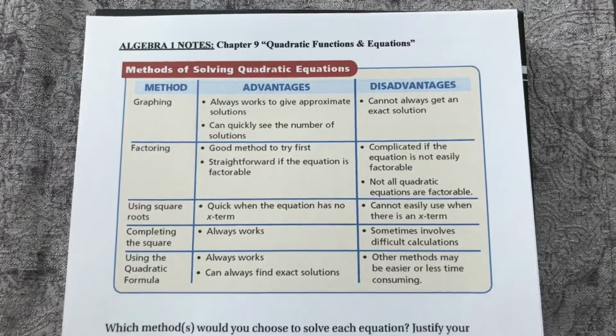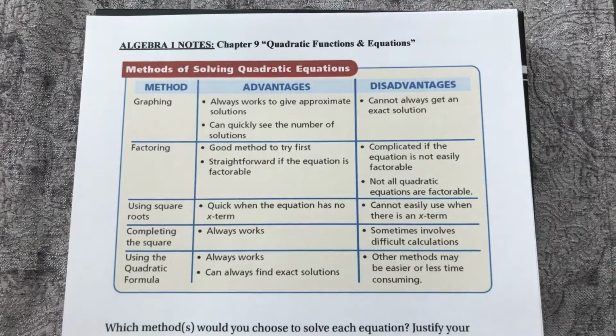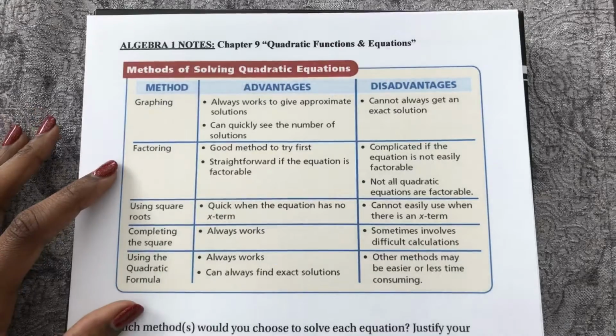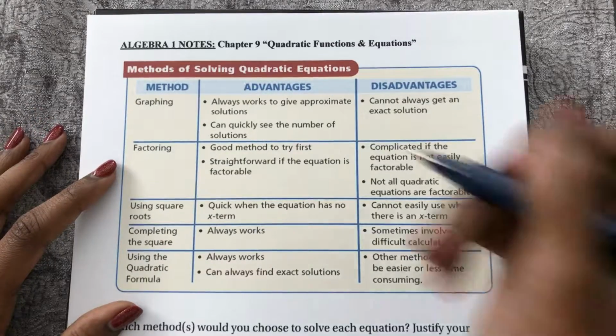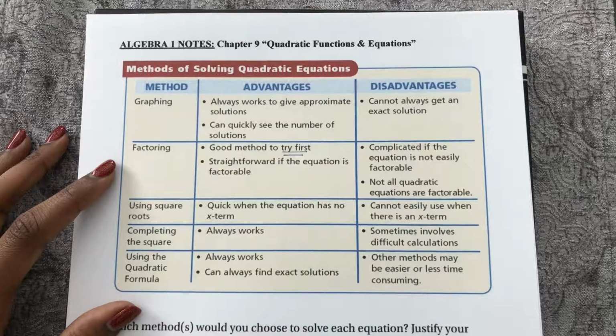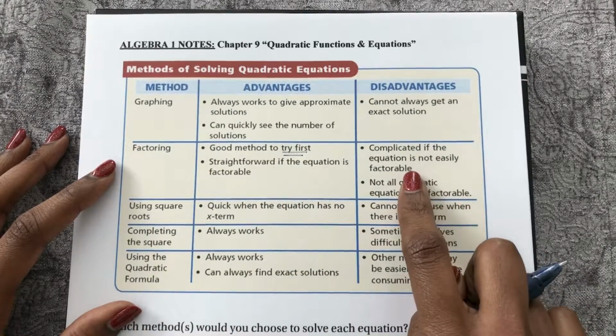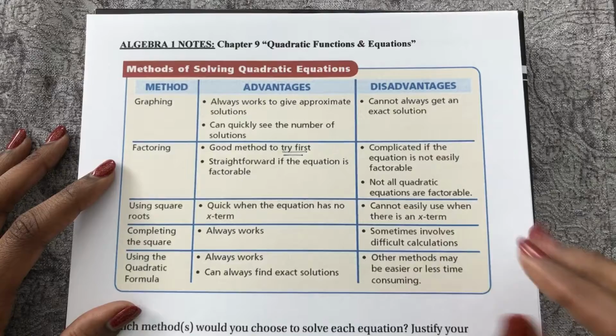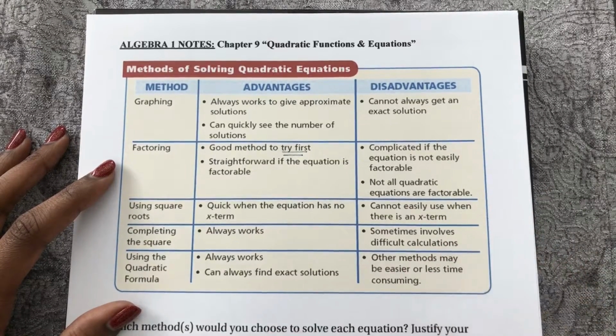So now I just want to take a moment to summarize the methods of solving quadratic equations that we've learned this chapter. So we can graph to give you a good visual of what's happening. However, you cannot always get exact solutions. Factoring is always a good method to try first. It's straightforward if it's factorable, but sometimes you cannot factor problems, so you can't use it all the time.